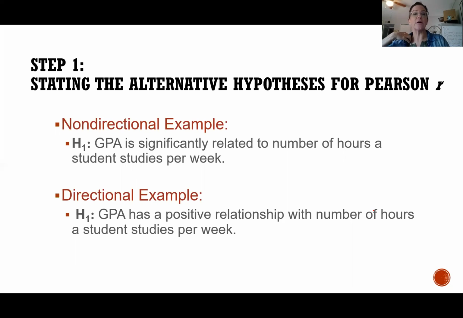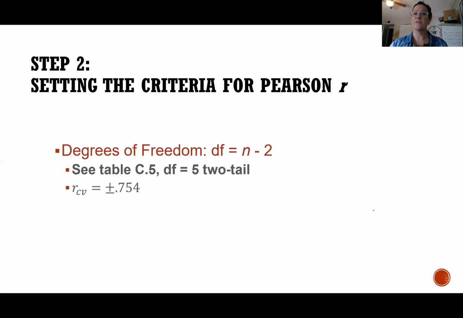Whereas if it was directional or 1-tail, I might say GPA has a positive relationship with number of hours a student studies per week, meaning then I would look at one tail and it would be on the positive side. So knowing what the alternative hypothesis is, is very important for step 2, which is setting the criteria.